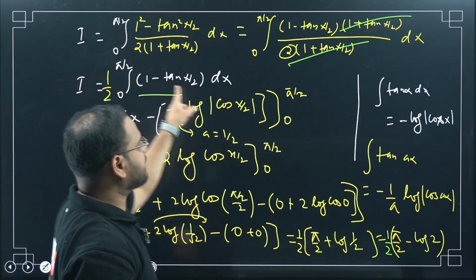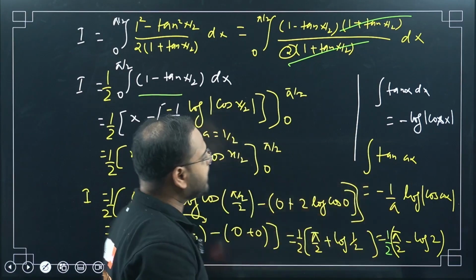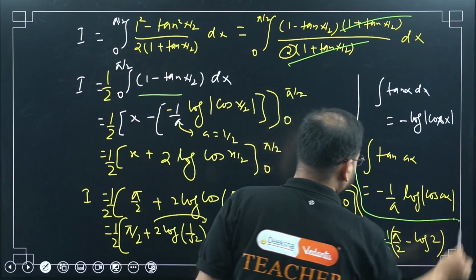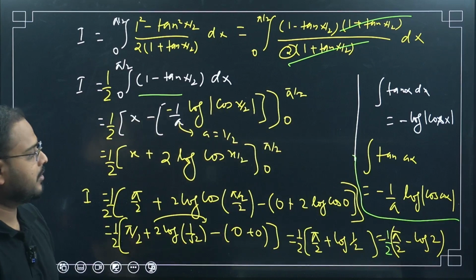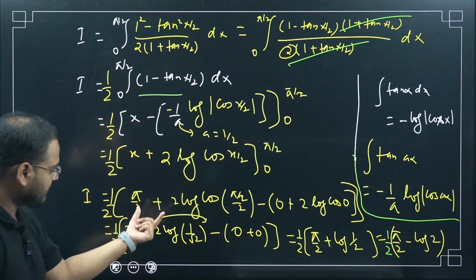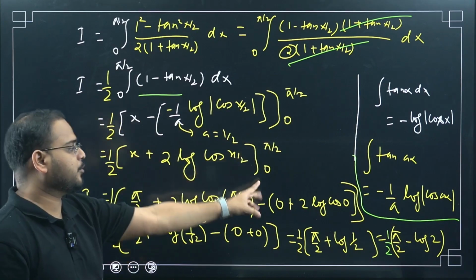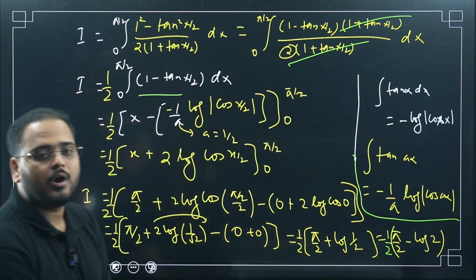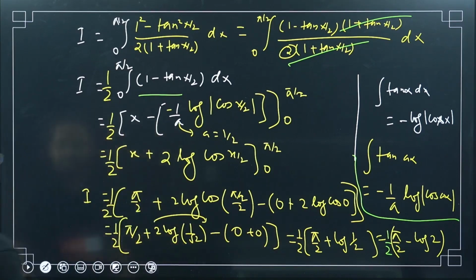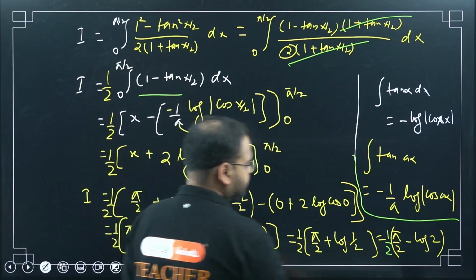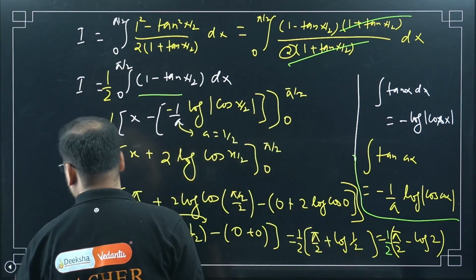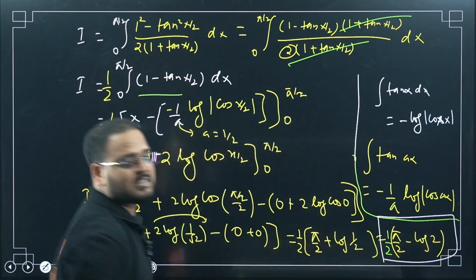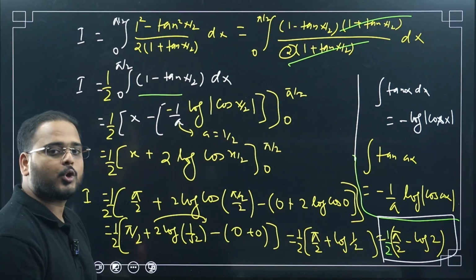How did we do this integration of tan x by 2? Using this formula. Now from here, we got this integration, substituted the value of pi by 2 and 0, and after using the upper limit and lower limit, we got 1 by 2 pi by 2 minus log 2. My final answer looks complicated, but this is your final answer. Please accept 1 by 2 pi by 2 minus log 2.